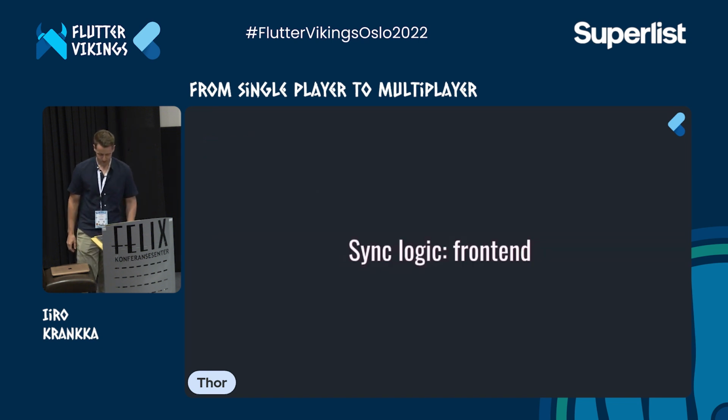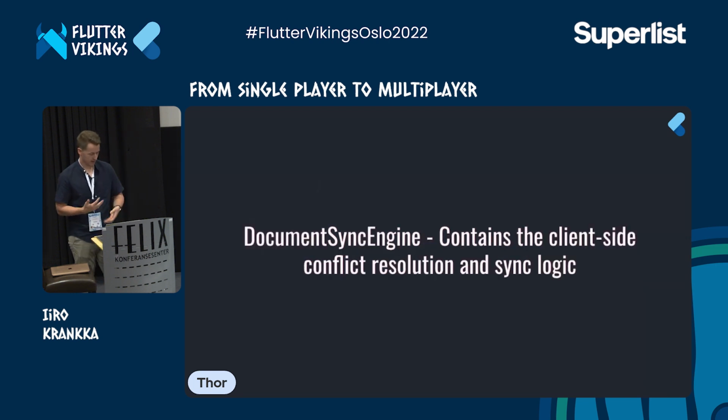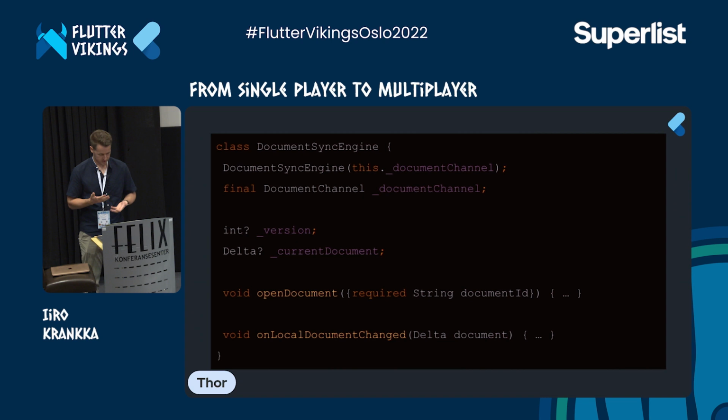Okay, now we get to the sync logic on the front-end side. We have this class we call document sync engine. It knows how to do the front-end part. So there's this document channel. It's like a helper class that helps us send something to the server, but also when the server gets new changes from other clients, we will get a notification of that as well.